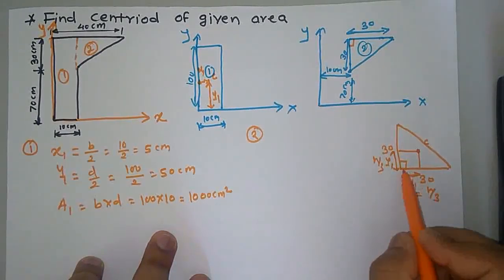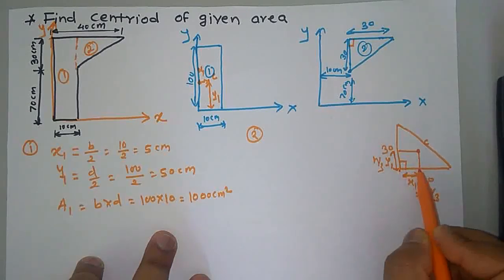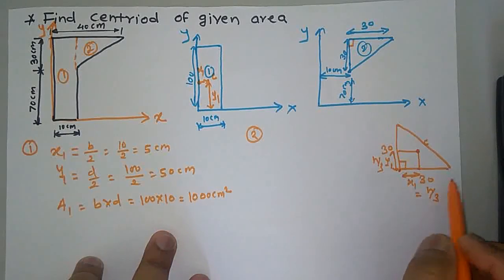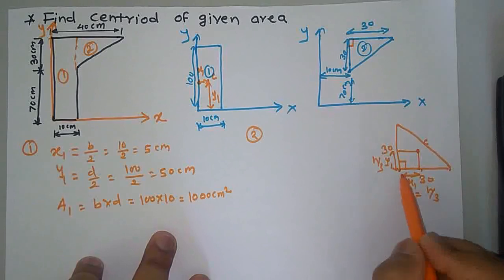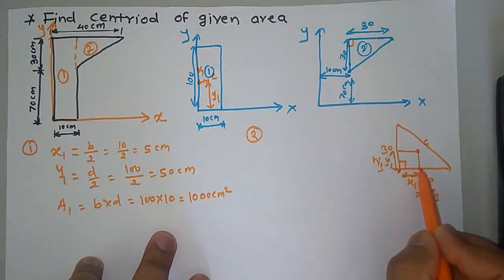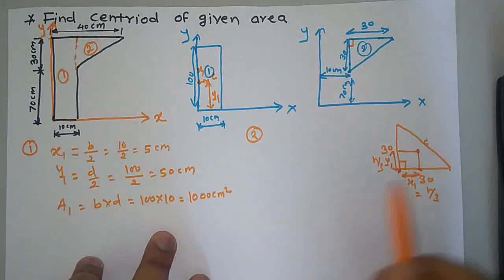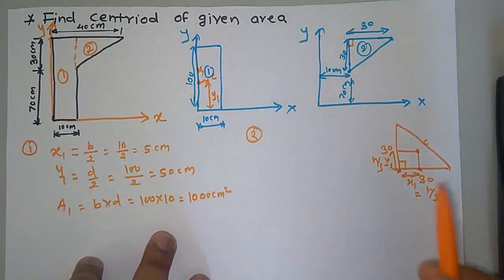When is it h by 3? When we are measuring from this right angle. When we measure from this, it is h by 3. But if you measure from this location, it is 2h by 3. Remember that. If you measure from here to the center location, it is h by 3, meaning from the right angle. Okay, so remember that.